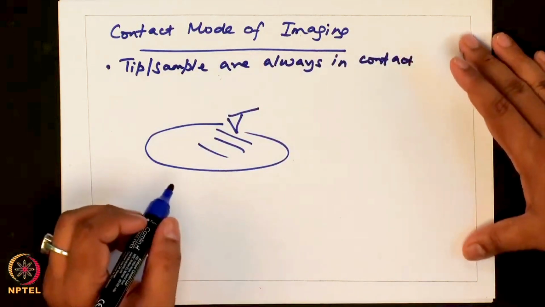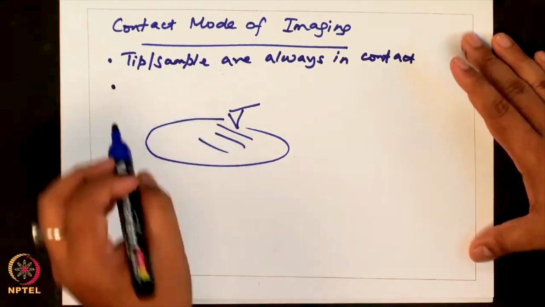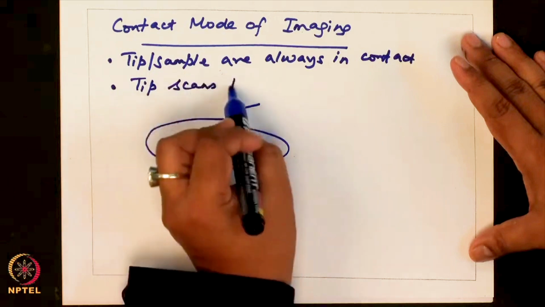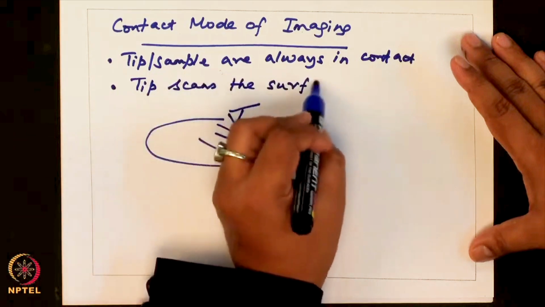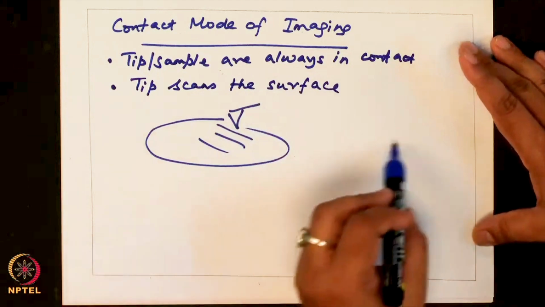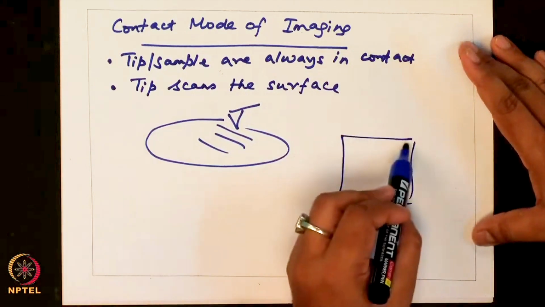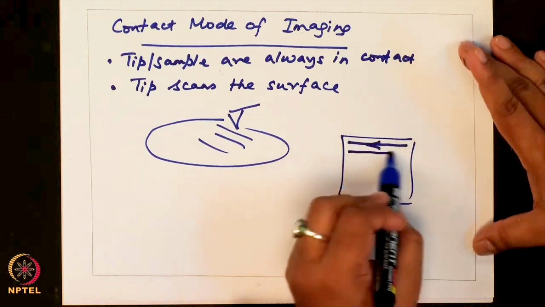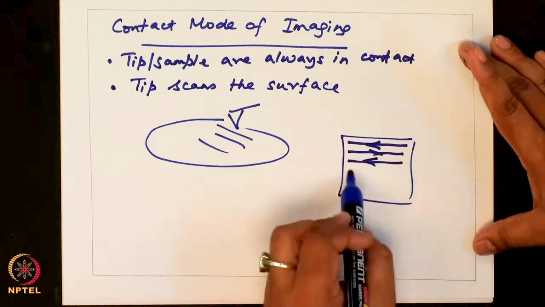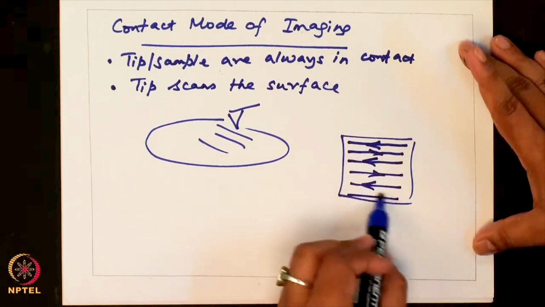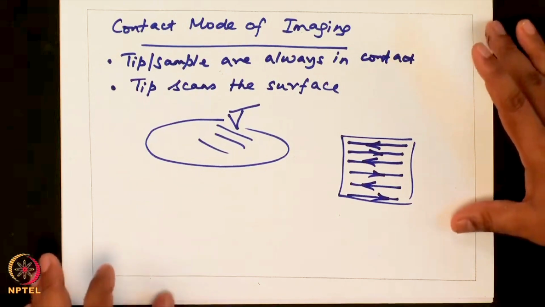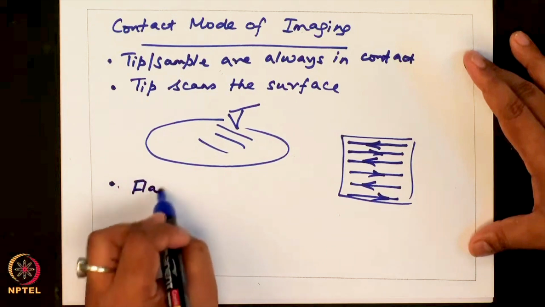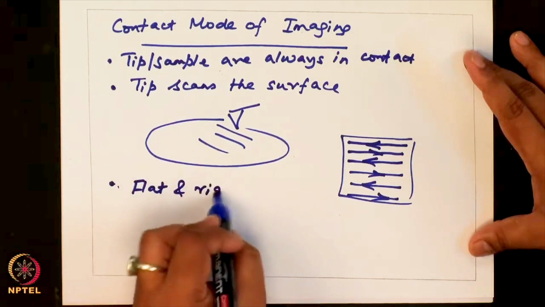Okay. And what you do is, in contact mode, the tip scans the surface. Okay. So, what you have, if this is your sample, what the tip will do, it will go along a line from one direction to the other, it will go to the next line and scan back, and it will keep doing this repeatedly. Okay. So, this kind of contact mode of imaging is particularly preferred for very flat and rigid surfaces.